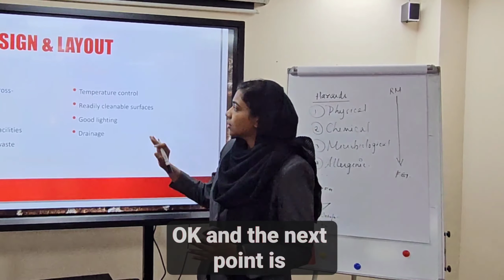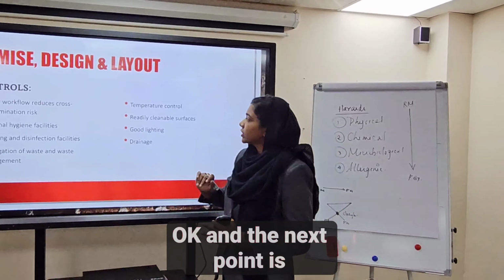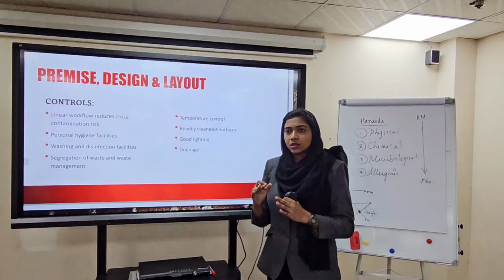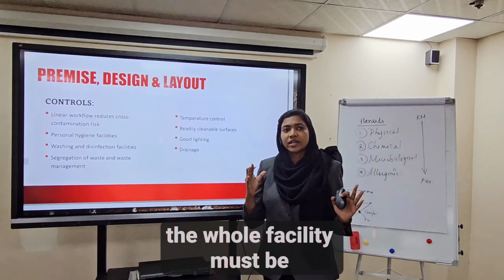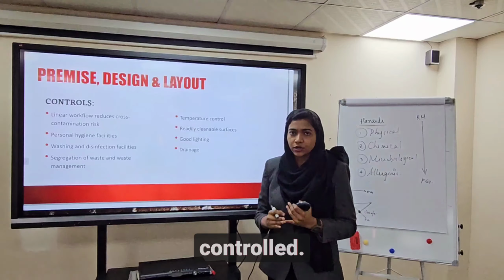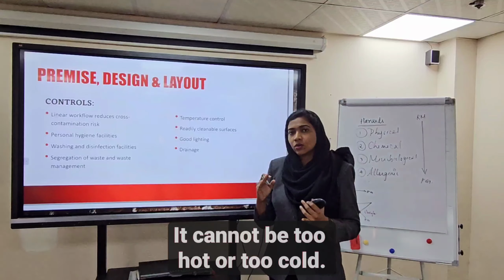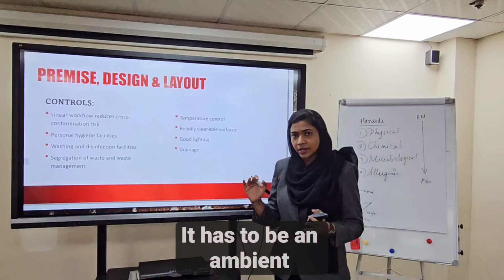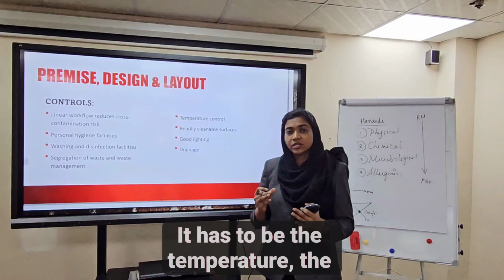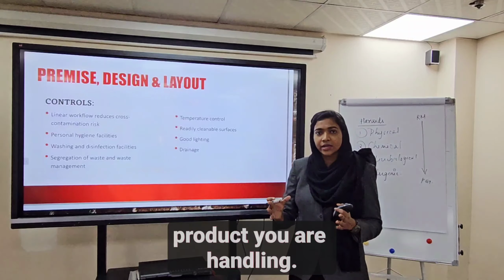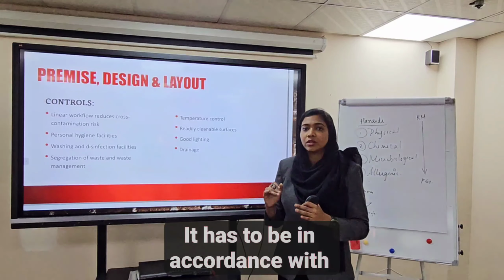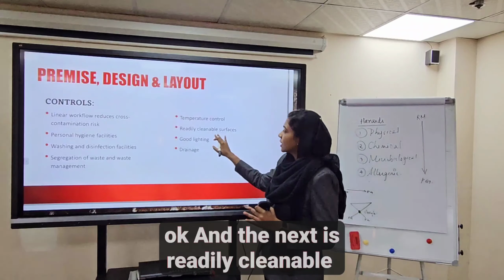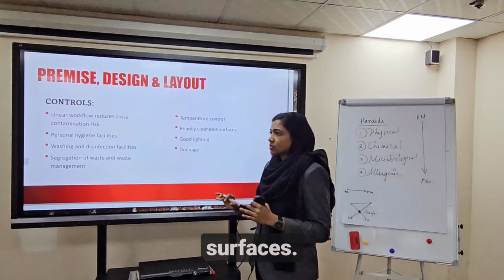Okay? And the next point is temperature control. Temperature control means the whole facility must be temperature controlled. It cannot be too hot or too cold. It has to be an ambient temperature. It has to be in accordance with the product you are handling. Okay? And the next is readily cleanable surfaces.